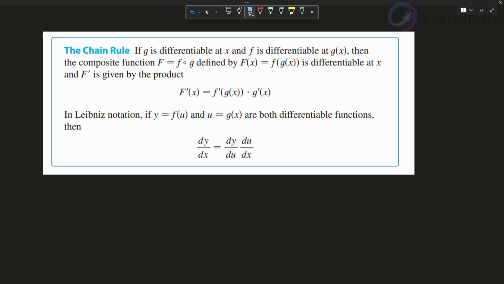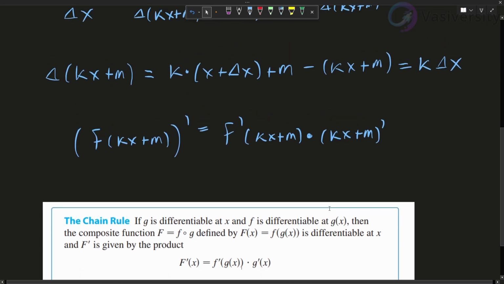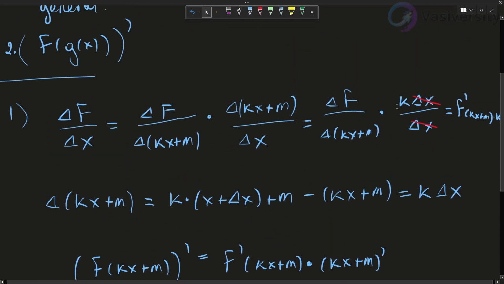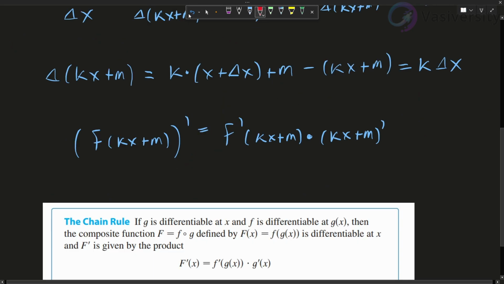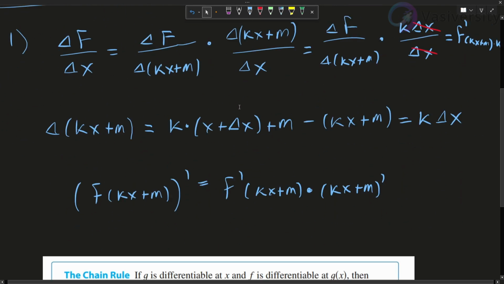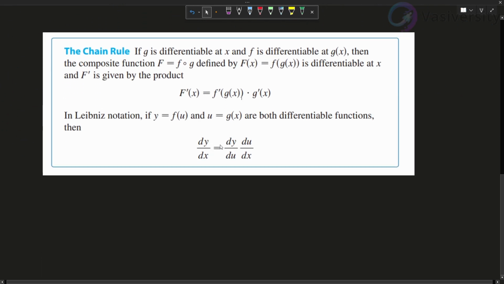This is a very interesting format, because we have dy over du times du over dx. We did that technically right here in this step and this step. This is the step that it's referencing, this is what we did. We can do essentially the same thing in the format of dy over dx.